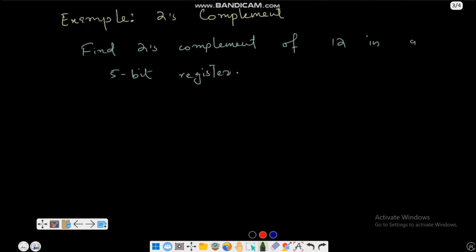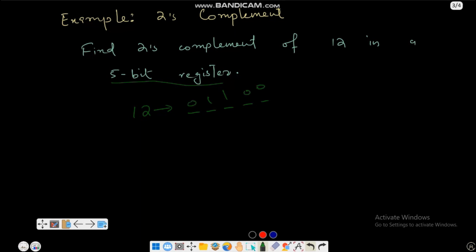Now what about 2's complement? If we have 12, we need to find out the 2's complement of this number in the same environment that we had in the previous example. What will we do? We will first of all convert this number into binary. Again, we have 5 slots here. It means 5 bits of memory here. So this will be the representation of 12.